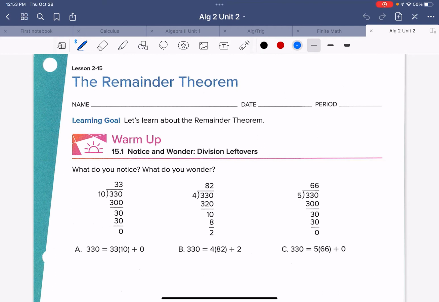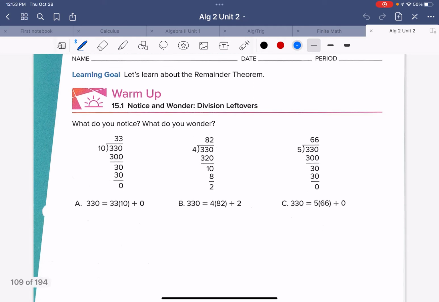All right, welcome to lesson 2-15, which is unit 2, lesson 15, the remainder theorem. The learning goal is let's learn about the remainder theorem. So this is the notice and wonder thing.